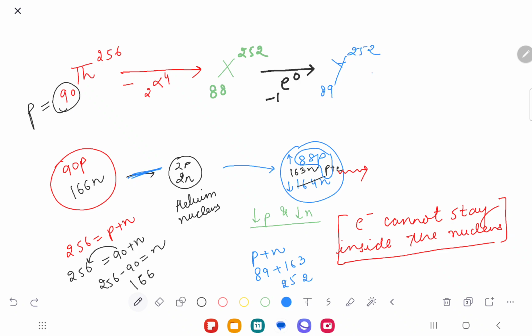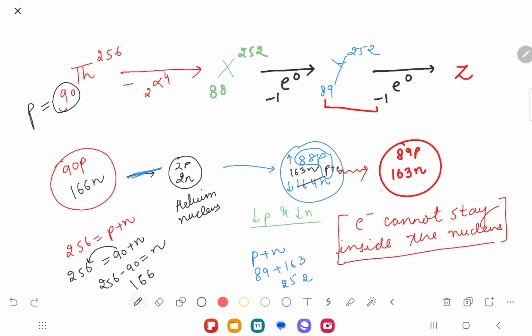Now again you undergo a beta decay. Two beta decays we have to do. What am I trying to show you? Just have a look. Some Z element shall be formed. And in that Z element, what exactly is happening? 89 minus 1. Why? Because when the new nucleus is being formed, it had 89 protons and 163 neutrons. So that was why.